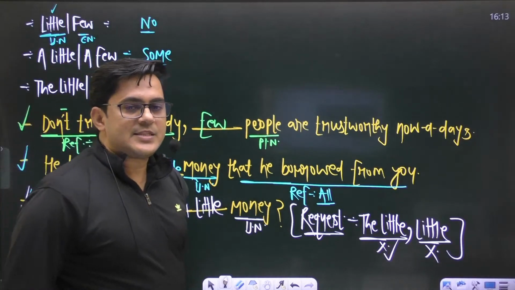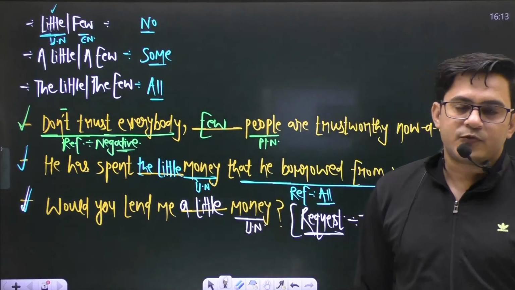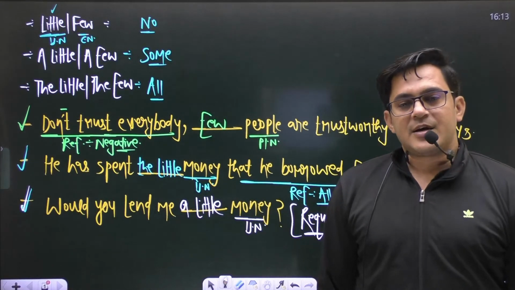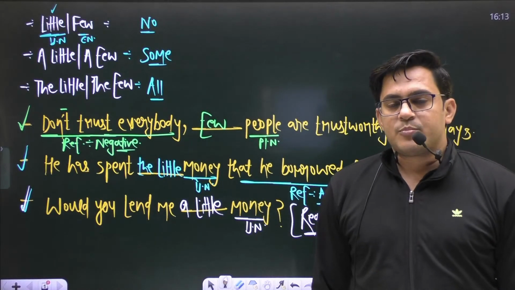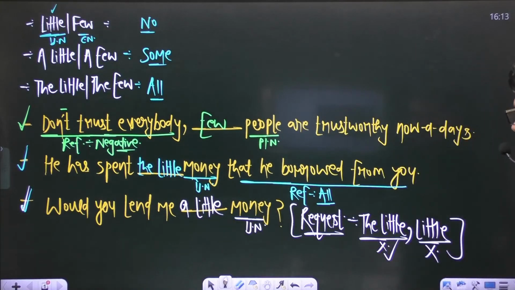Every sentence has a reference, every sentence has an identity, so you have to focus on that particular reference or identification, and according to that particular identity you have to proceed with that sentence. Would you lend me a little money? Yes, it is right to say.